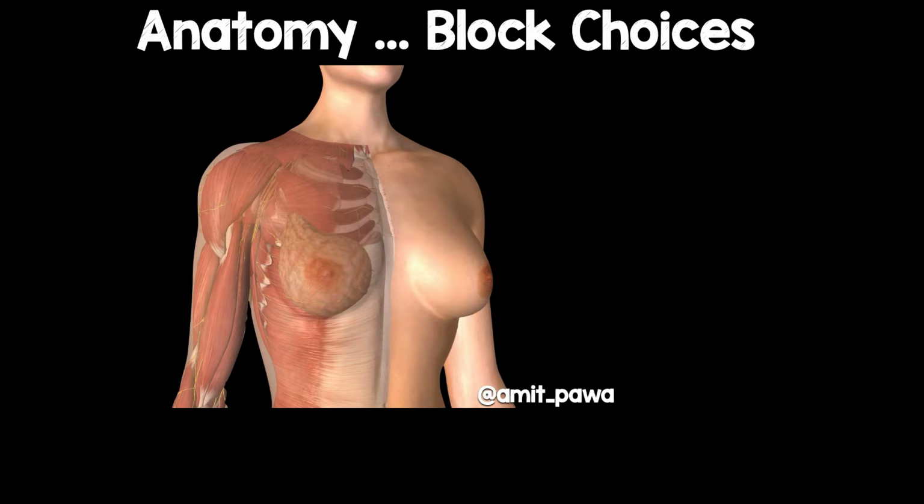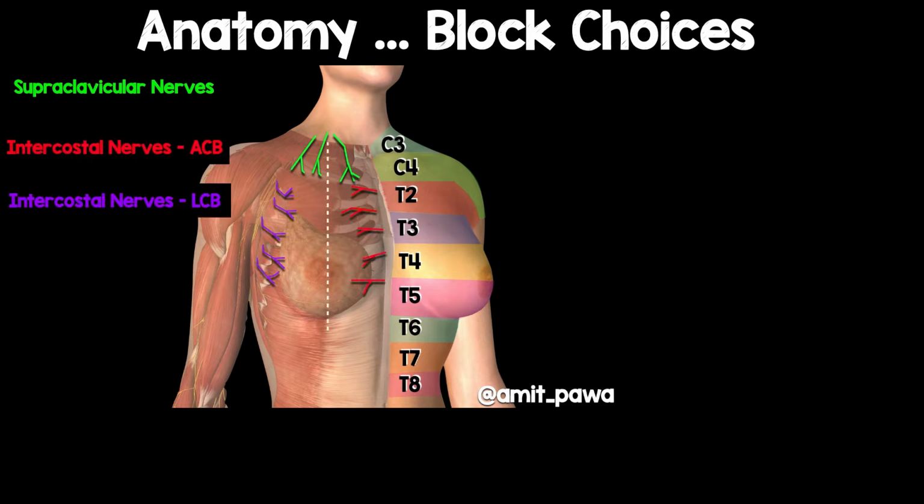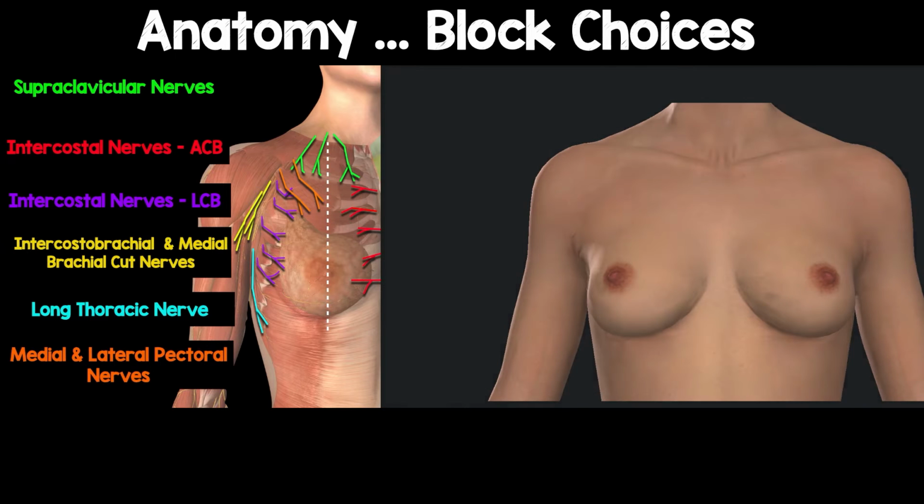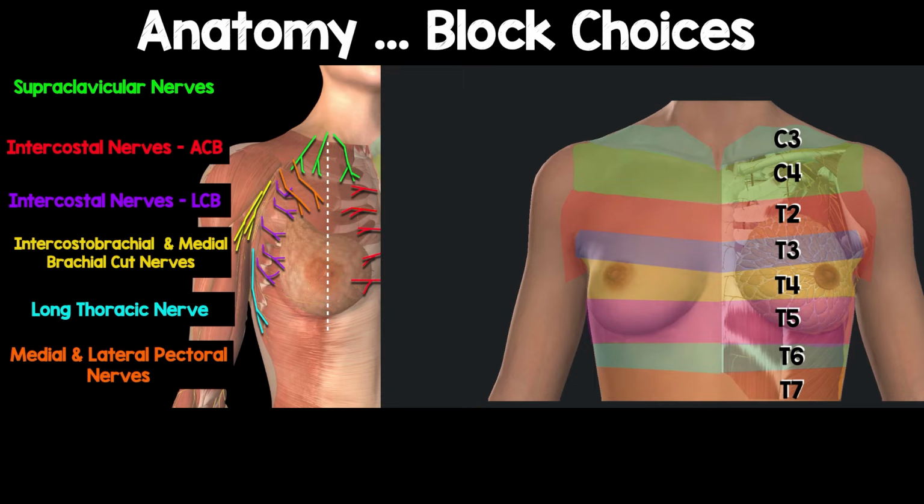So if we revisit the block choices that are available to you, we need to have a look at the anatomy, and you'll remember that there is dermatomal coverage from the intercostal nerves, but in addition to that, there are those individual nerves that may be relevant for your surgical incision. The supraclavicular nerves, the intercostal nerves, both the anterior cutaneous branch and the lateral cutaneous branch. You've then got the intercostobrachial and the medial brachial cutaneous nerves, and then again, the long thoracic and medial and lateral pectoral nerves.